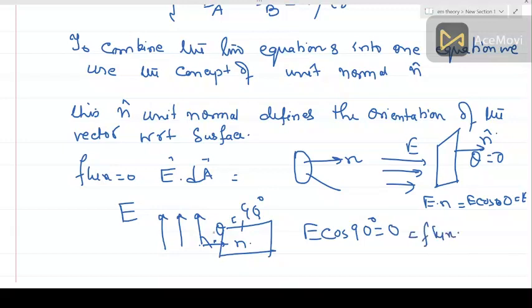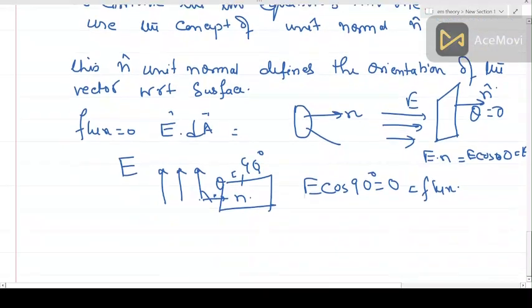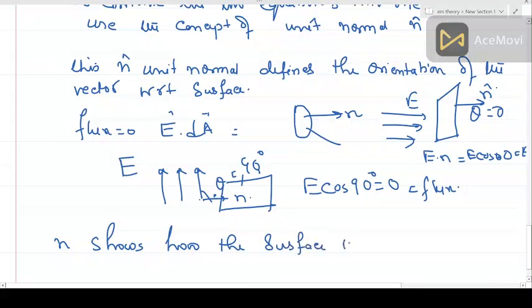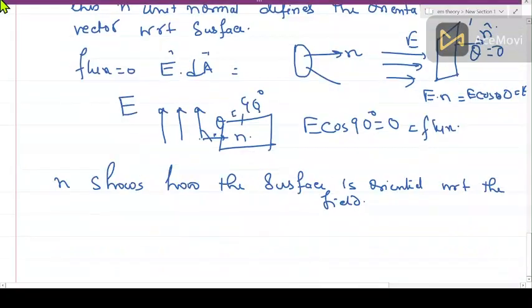So this n defines how the surface is oriented with respect to the electric field lines, or in general the field lines or vector. n shows how the surface is oriented with respect to the field. This is the thing that is described by this unit vector.